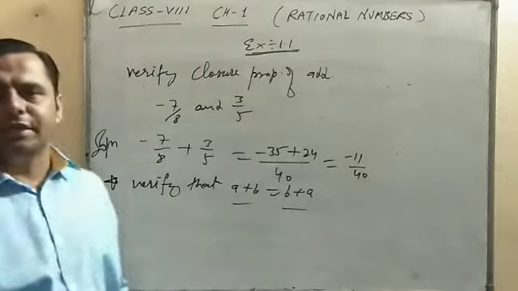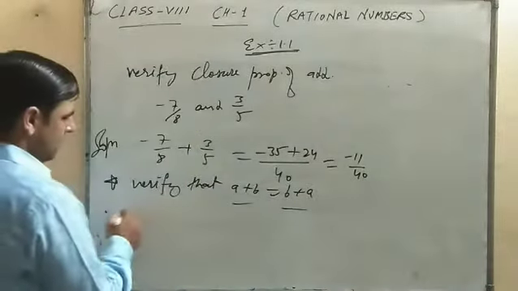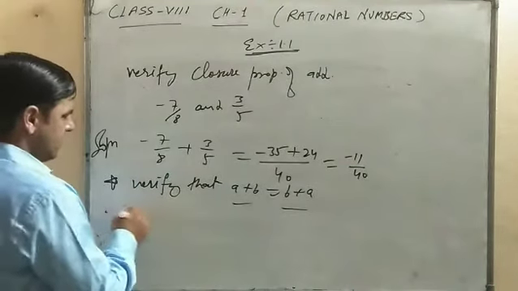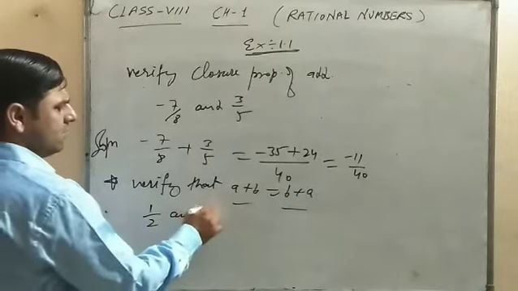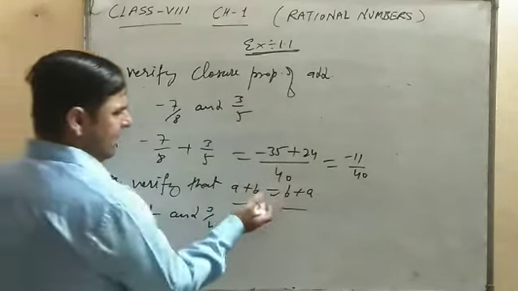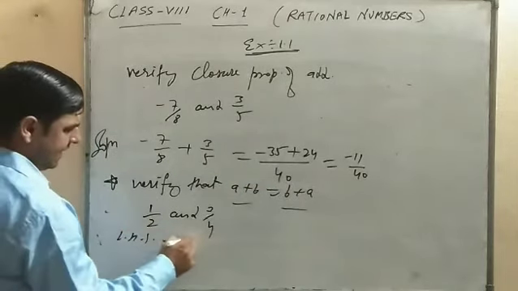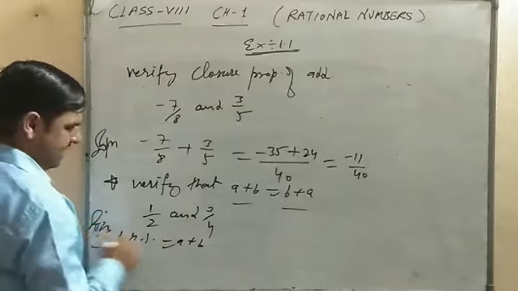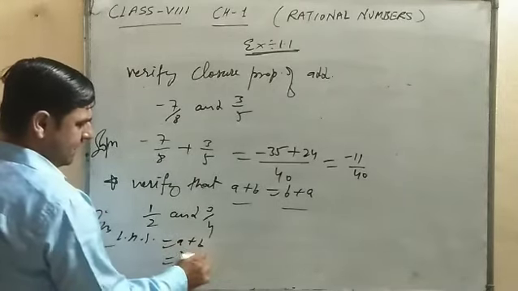A plus b is equal to b plus a. Suppose two numbers are given, 1 upon 2 and 3 upon 4. You have to verify, very easy. According to the left hand side, a plus b is given. So 1 by 2 plus 3 by 4.